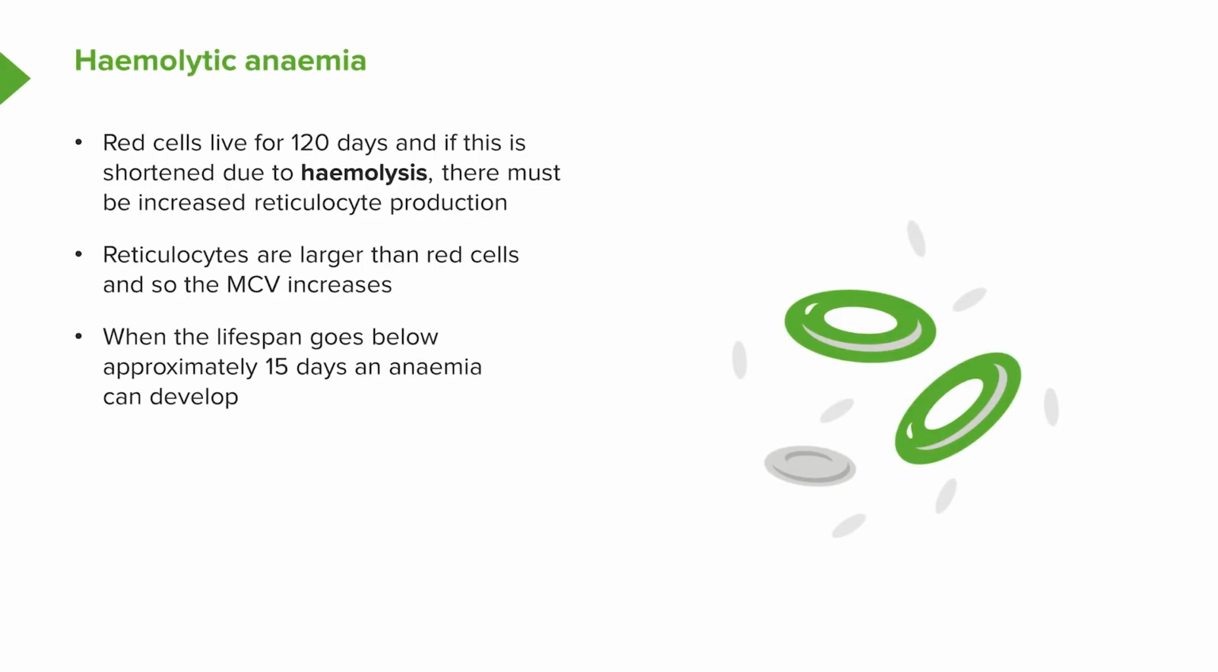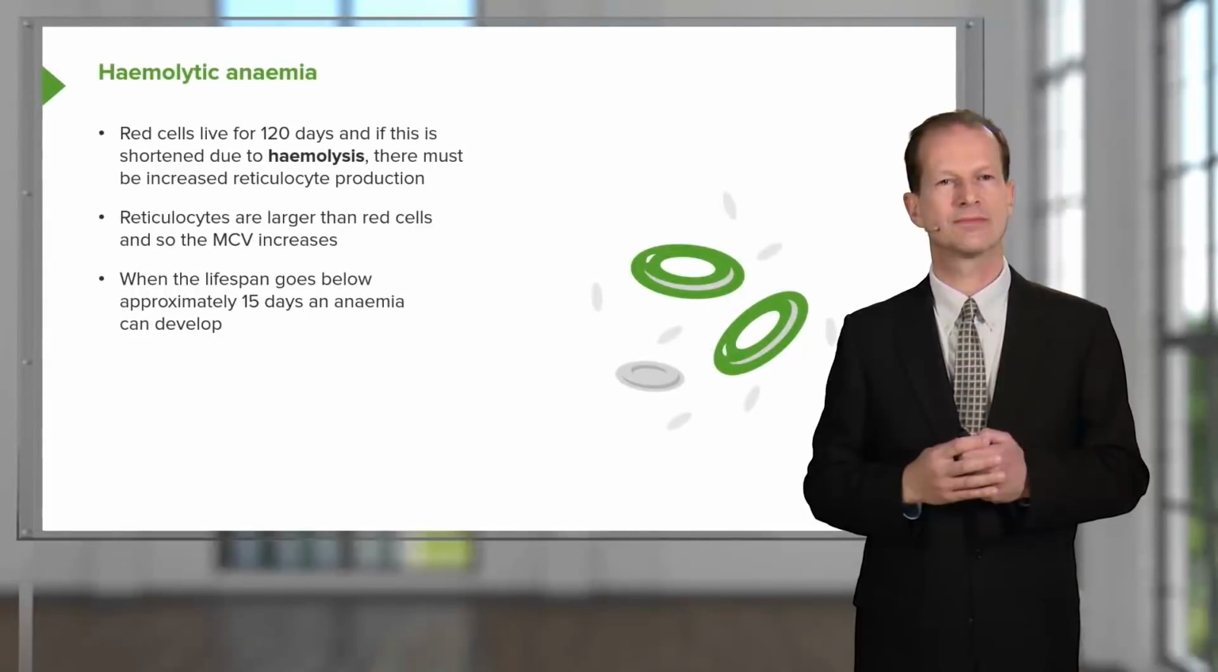Let me now turn to another form of anemia, hemolytic anemia. This is a very interesting condition, and we remember that red cells normally live for around 120 days. But if this is shortened due to hemolysis, destruction of red cells, then the bone marrow must respond to that by producing increased numbers of red cells.